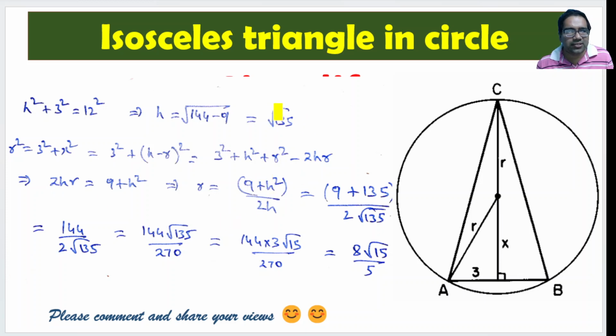Let us substitute h as root 135, which we already know. h square will become 135. So 9 plus 135 by 2 times h, which is 2 times root 135. 9 plus 135 is 144 by 2 root 135. Let's rationalize the denominator by multiplying both numerator and denominator by root 135. That will become 144 root 135 by 270. What is root 135? Root 135 is 9 into 15, and 9 is 3 square, so we can bring the 3 out. 144 into 3 root 15.